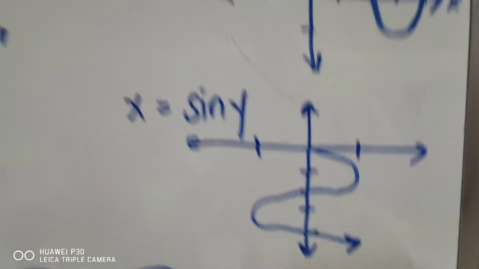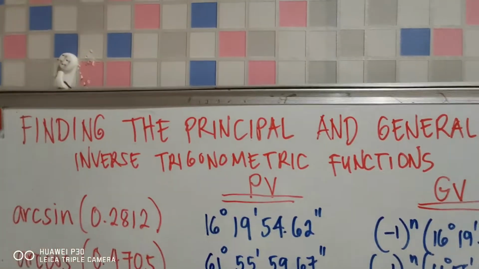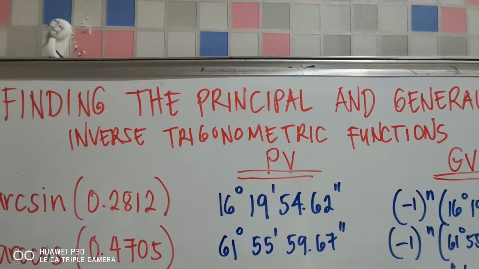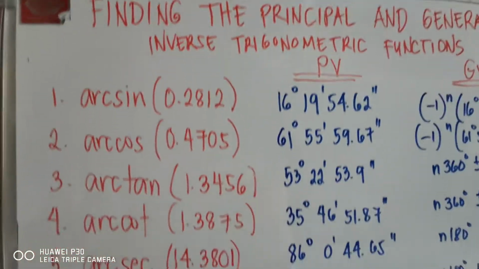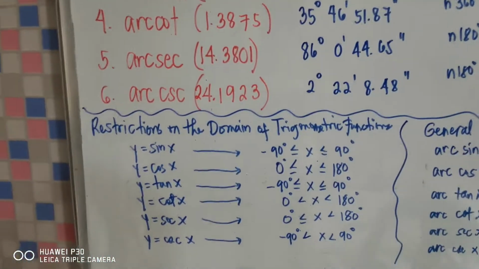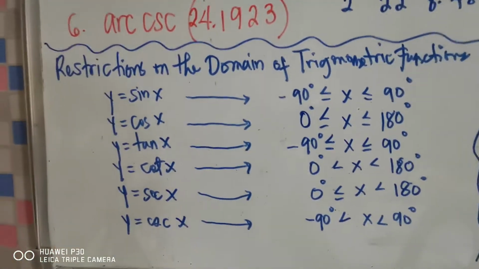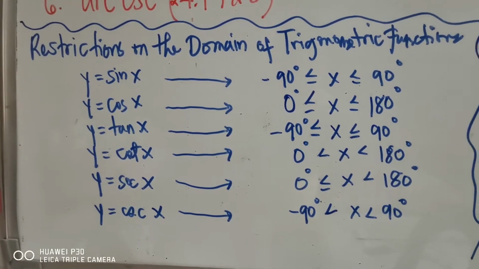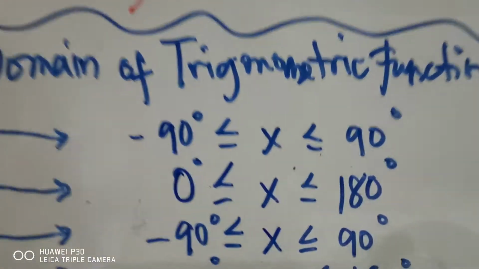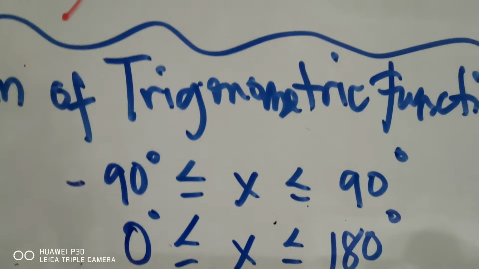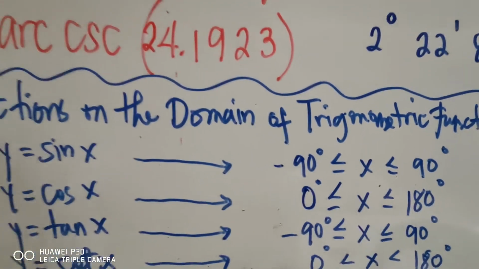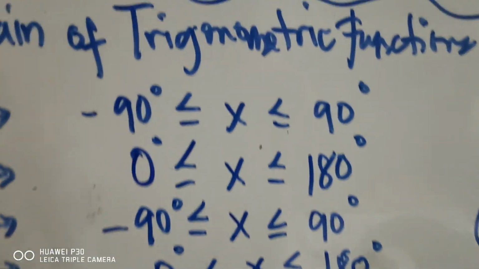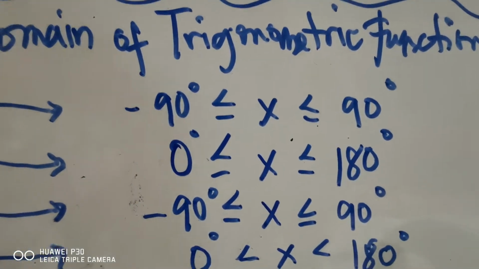So the relation here is no longer a function. So in terms of inverse trigonometric functions, there is going to be a restriction of the domain so that in this restriction, we can find the inverse trigonometric functions. So these are now the restrictions of the domain. So if your function is sine, then the restriction is from negative 90 degrees to 90 degrees. If your function is cosine, then the restriction of the inverse is from 0 degrees to 180 degrees.